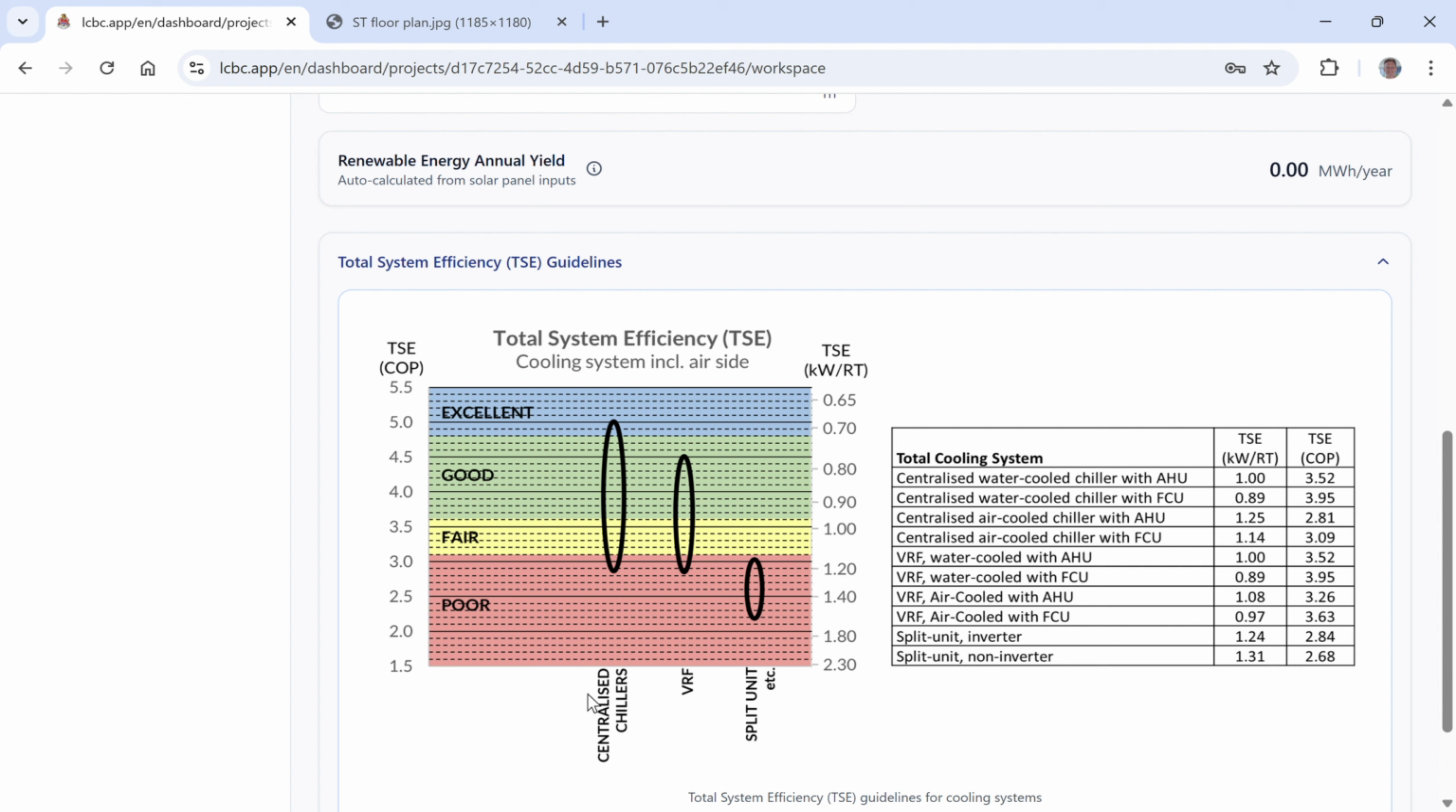So there are different cooling systems. We have grouped them into basically three sections. One is called centralized chillers. And here they can actually range from poor all the way up to excellent. Then we have VRF systems, which can also have a pretty big span. And then the last category of cooling systems are split unit systems, and they can't go very high on the efficiency scale.